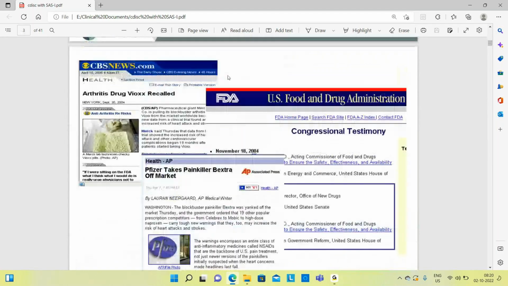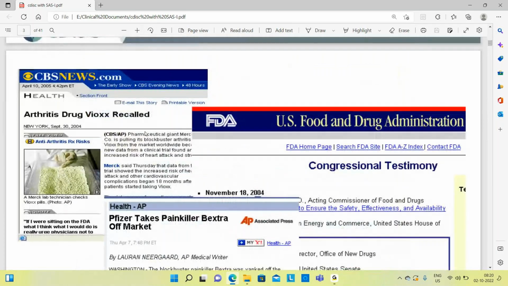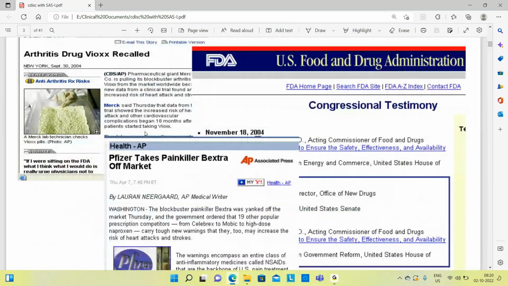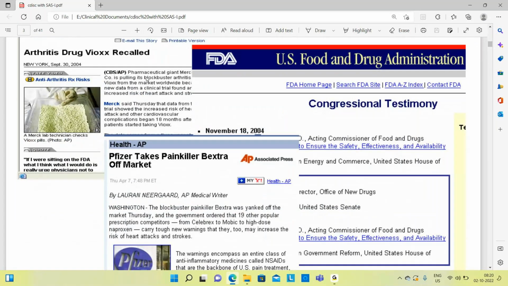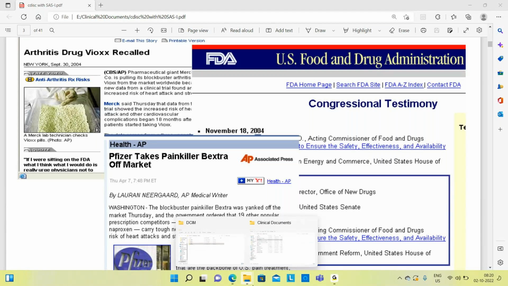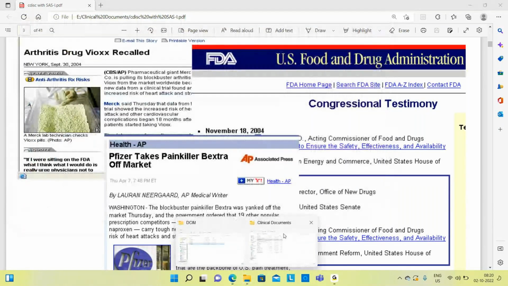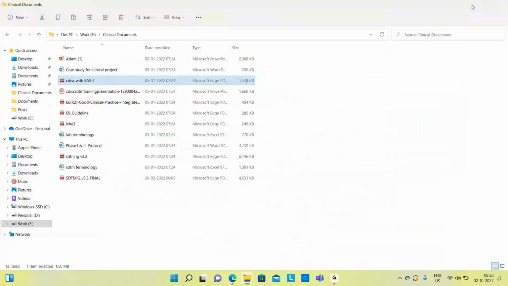So I will maximize this. I will zoom this so you guys can read the content here. Here also: Pfizer takes painkiller Bextra off market. I want you guys to read the content. Yeah, you can read the content.